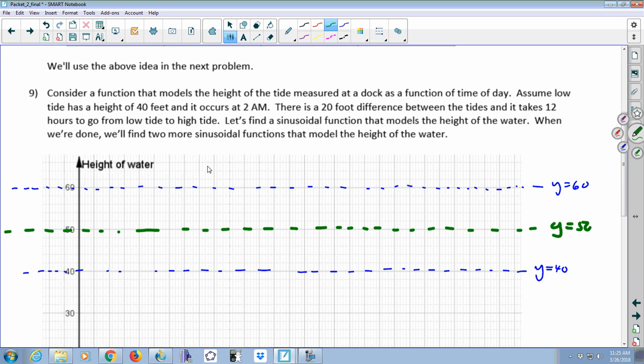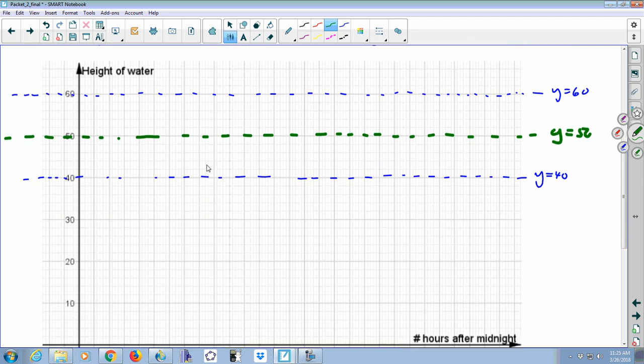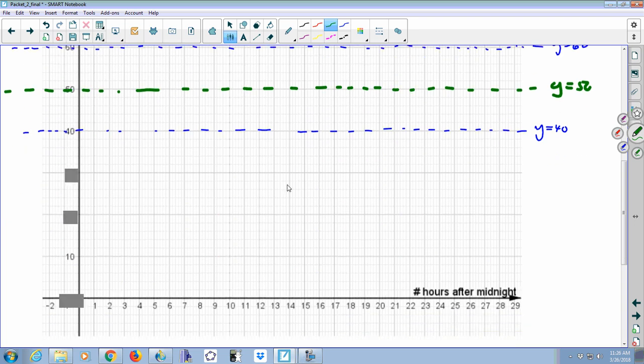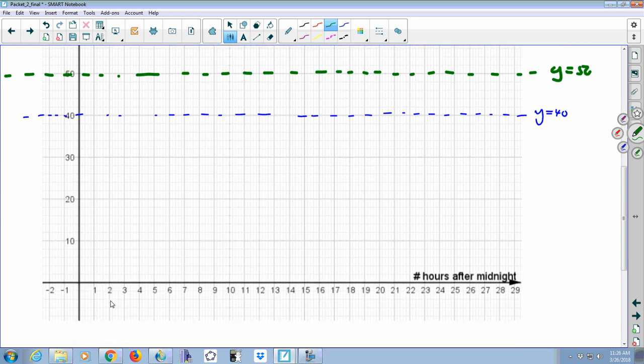Does it tell me anything about how I define what my time is? Nope. It just says the low tide occurs at 2 a.m. So I've defined this to be number of hours after midnight. So my t value here on the y-axis is 0. It's going to be wherever my tide is at midnight. I don't know anything about that, but I do know that 2 hours later, at 2 a.m., I'm at my low point. Okay. So 2 hours later, I'm at low tide, (2, 40).